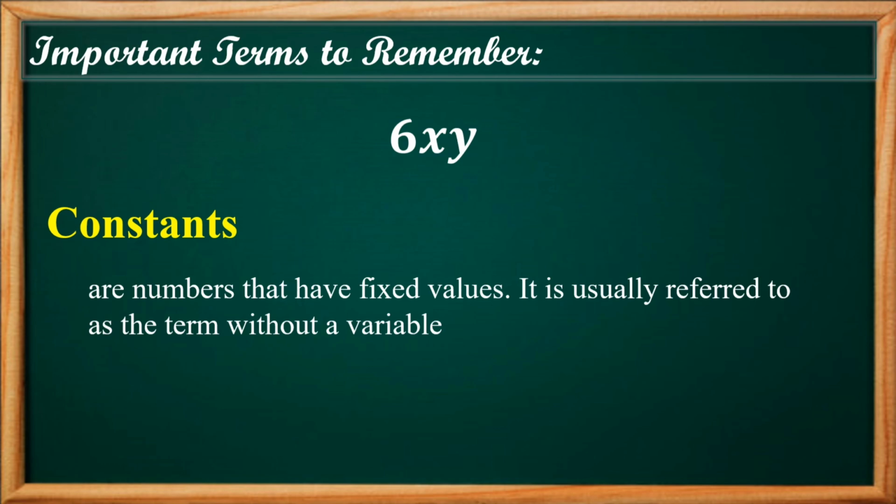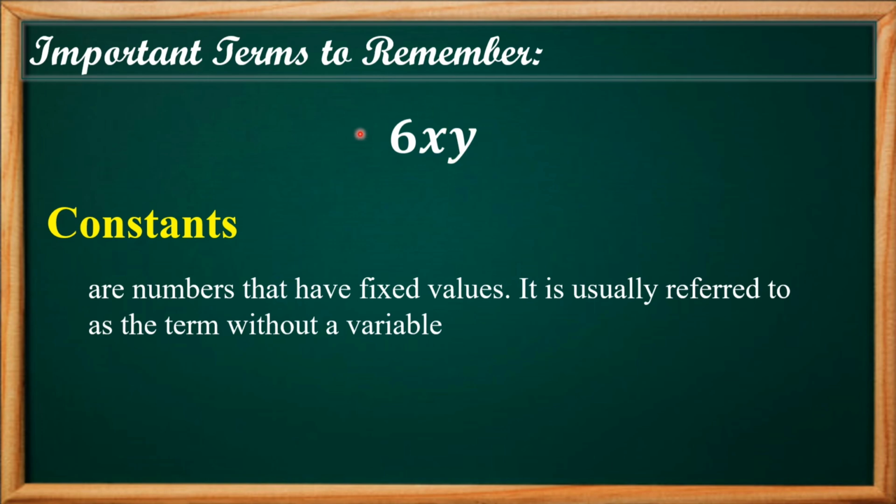Fixed values. O ano yung mga numbers na alam natin na fixed values? It could be an integer, a positive integer, or a negative integer. Okay, 1, 2, 3, 4, 5, 6, 7, 8, 9, 10, negative 1, negative 2, negative 3, and so on. Those are the fixed value numbers. It is usually referred to as the term without a variable. Isipin natin, always nating tatandaan na kapag sinabing constant, it is referred to as a term without a variable.